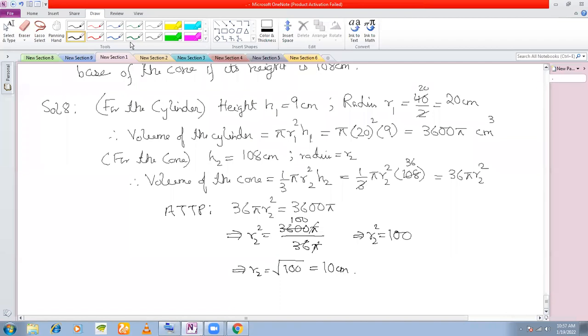Any other question from mensuration that you would like me to solve? Any doubts that you have on the previous sum that I have solved? Otherwise, I can move to the next topic.